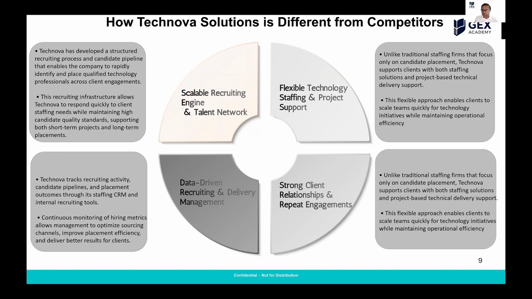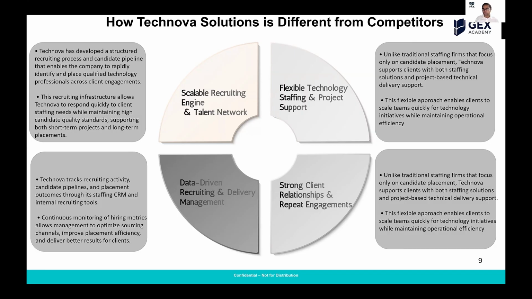So rather, I think about how they work together. A strong recruiting engine helps attract talent, data-driven processes improve efficiency, flexible service offerings expand the company's value proposition, and strong client relationships help generate repeat business. So collectively, these capabilities form what I would call the foundation of TechNova's competitive position.